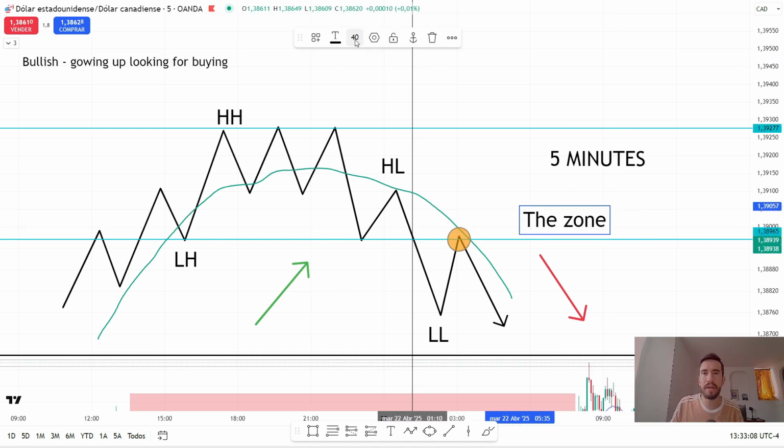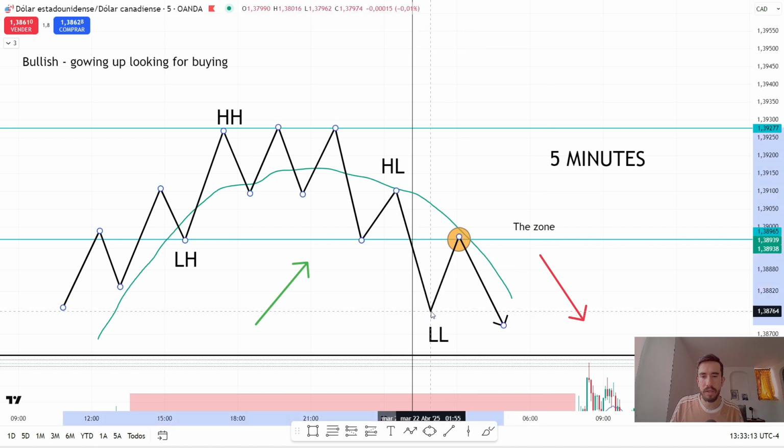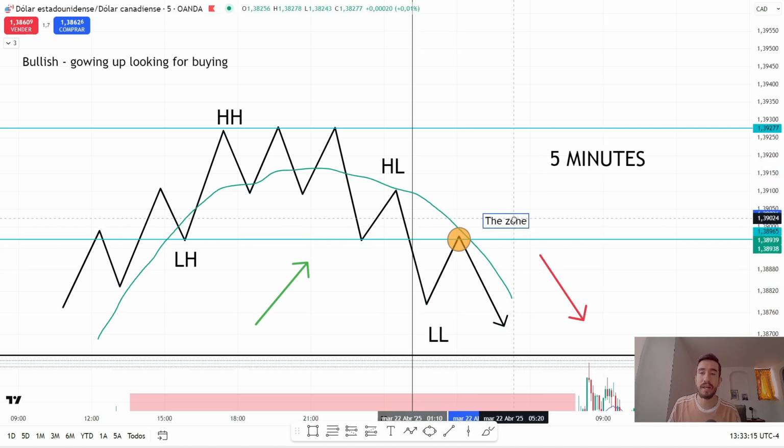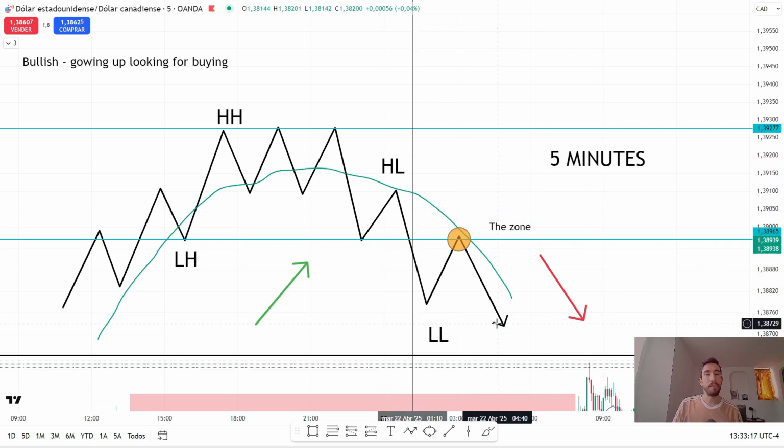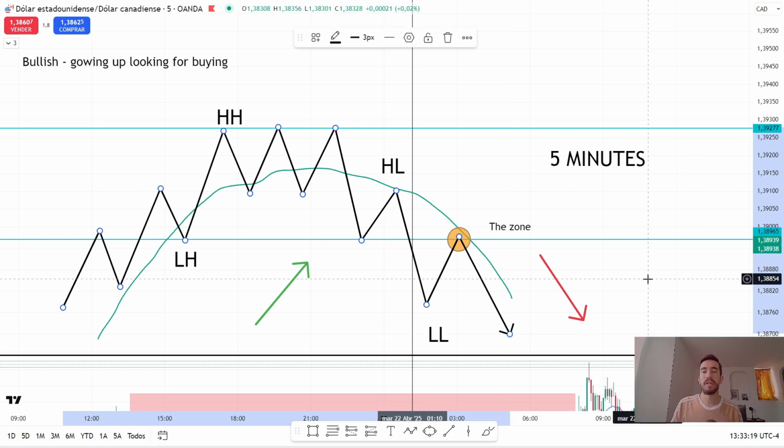You see how the market repeats itself? What we did in the 4 hours to identify the direction, we are doing exactly the same to identify the entry. Because the market moves like a cycle, and that cycle repeats in every single time frame. If you understand that, you are way ahead of everyone up there.